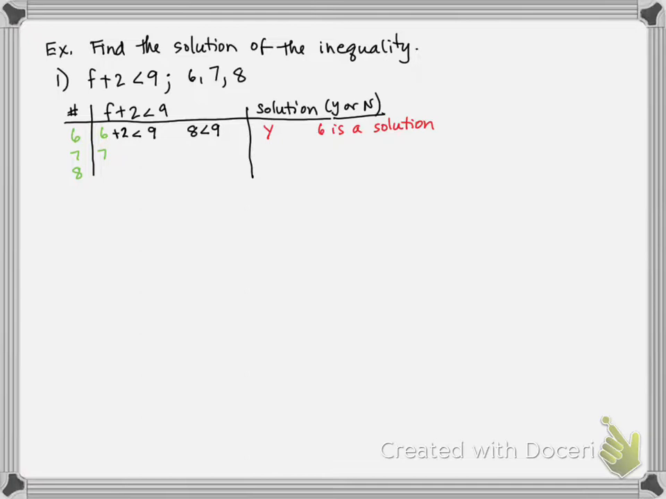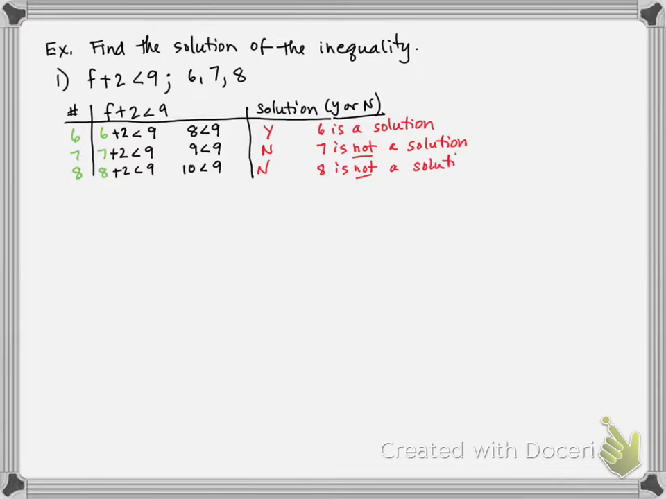All right, let's try 7. 7 plus 2 is less than 9. Let's see, 7 plus 2 is 9. Is 9 less than 9? Oh, no, it's equal to it. So we say no, N. So 7 is not a solution. All right, let's try 8. 8 plus 2, is that going to be less than 9? So I get 10 is less than 9, and no, 10 is greater than 9, so that's no. So then we would say 8 is not a solution.